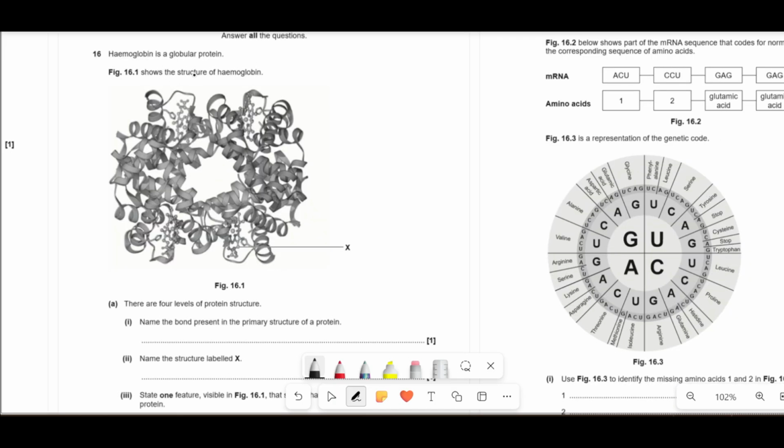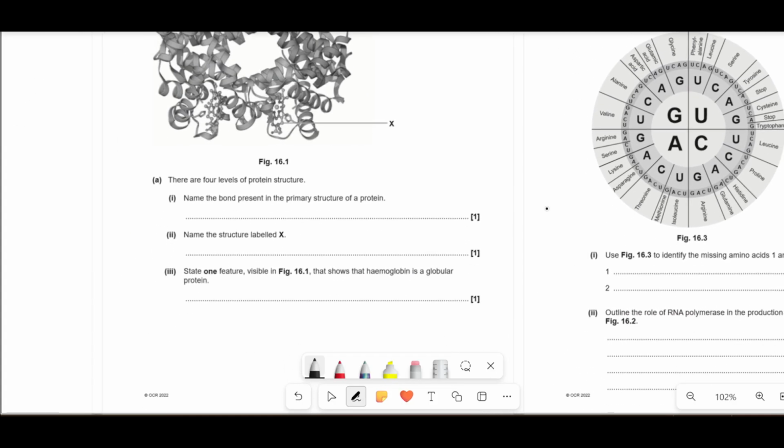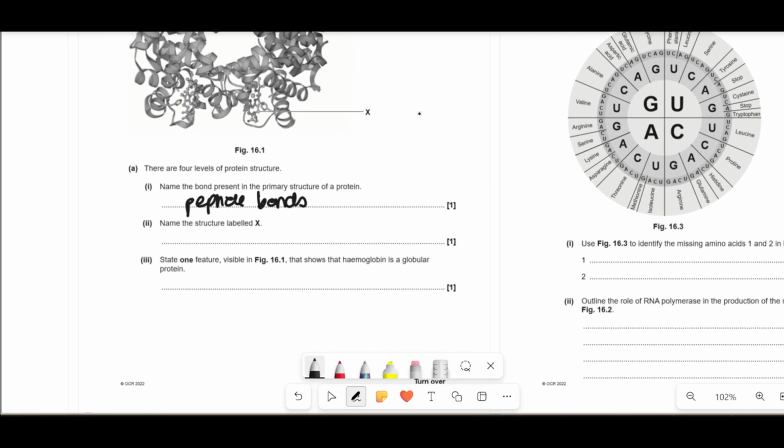So hemoglobin is a globular protein, and figure 16.1 shows the structure of a hemoglobin molecule. There are 4 levels of protein structure. Name the bond in the primary structure. The primary structure is the sequence of amino acids, which are made by condensation reactions to form peptide bonds. Name the structure labeled X. It is heme, which is where all the exciting stuff happens.